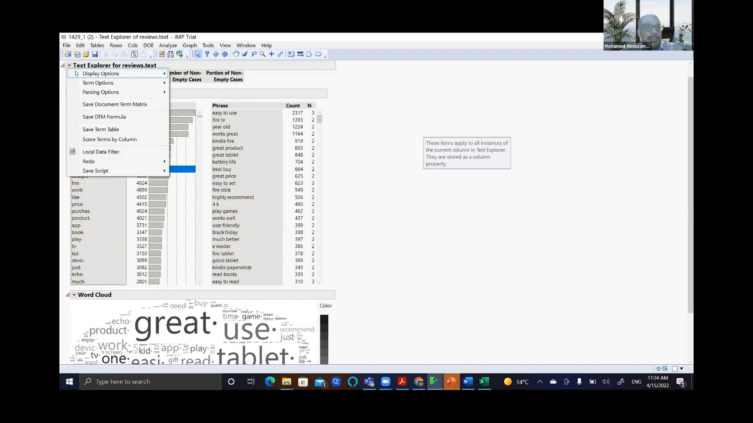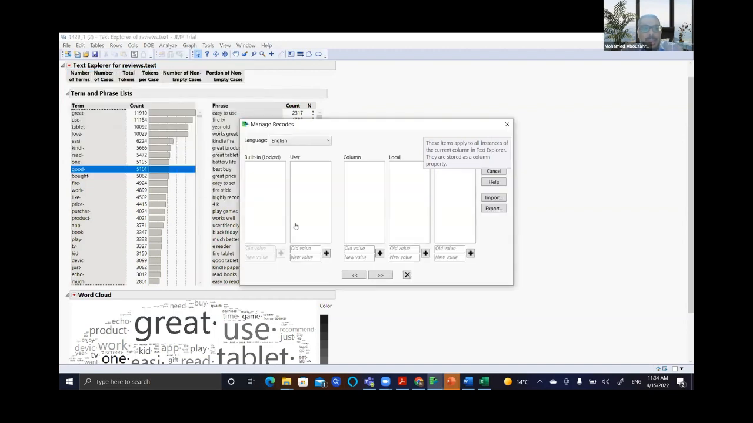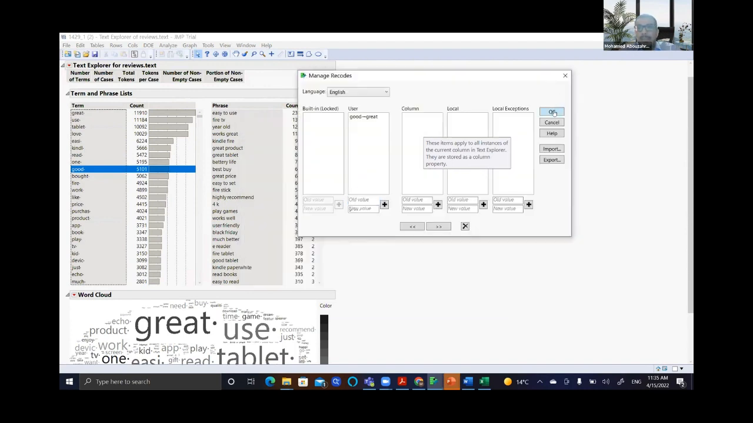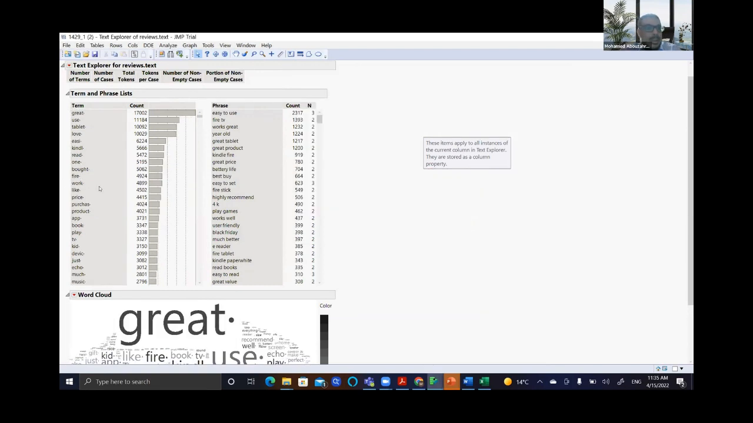By going to text and then going to term options and then manage recodes. And then you insert the word good, for example, and you replace it with the word great. Okay. And then I click plus and they are added. When I press OK, good is gone, and now great has increased even bigger. The number of great is now even greater.